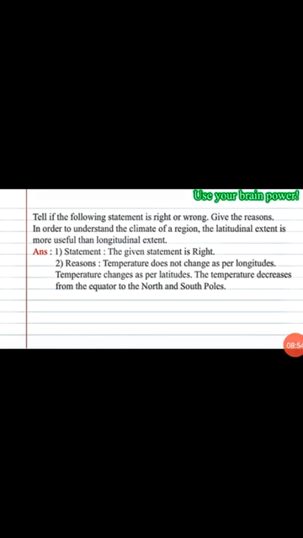So students, the given statement is right. Okay, the statement is right. First we have to decide whether the statement is wrong or right. So the statement is right. Now we have to give the reason why it is right. Okay, so the reason: temperature does not change as per longitudes. Temperature changes as per latitudes. The temperature decreases from the equator to the north and south poles. Okay, students, understood this much?